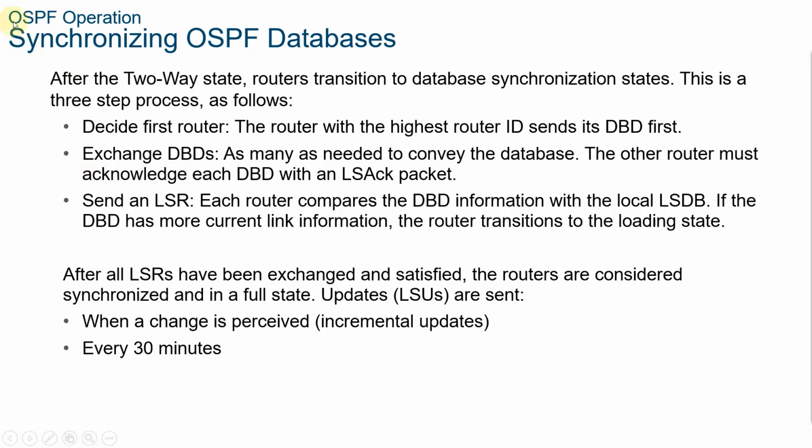Decide the first router, exchange DBDs, and send an LSR. First, decide the first router. The router with the highest router ID sends its DBD first. Then exchange DBDs, as many as needed to convey the database. The other router must acknowledge the DBD with an LSAck packet. Then send an LSR. Each router compares the DBD information with the local LSDB. If the DBD has more current link information, the router transitions to the loading state.